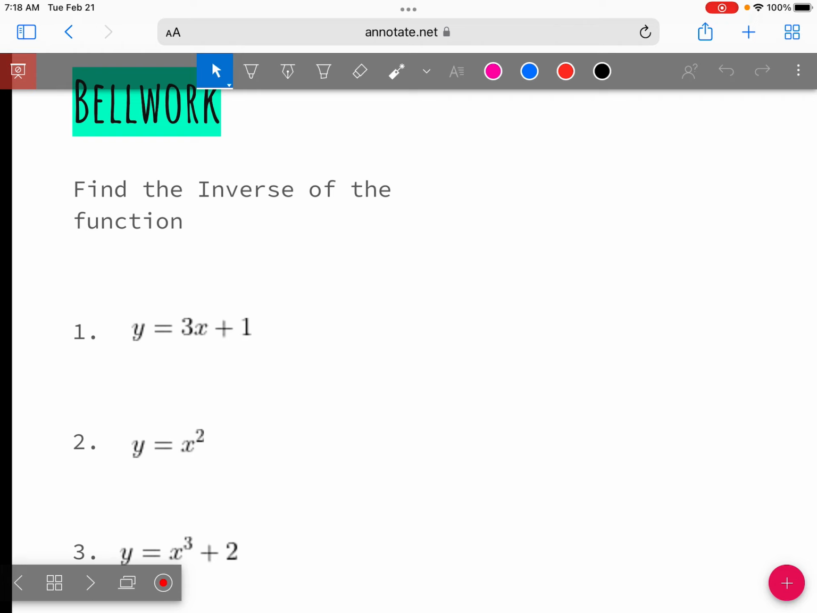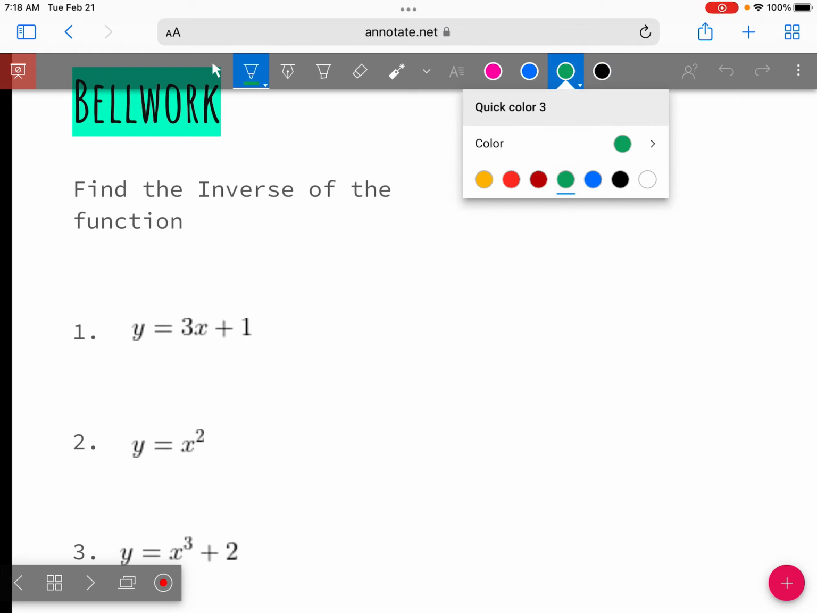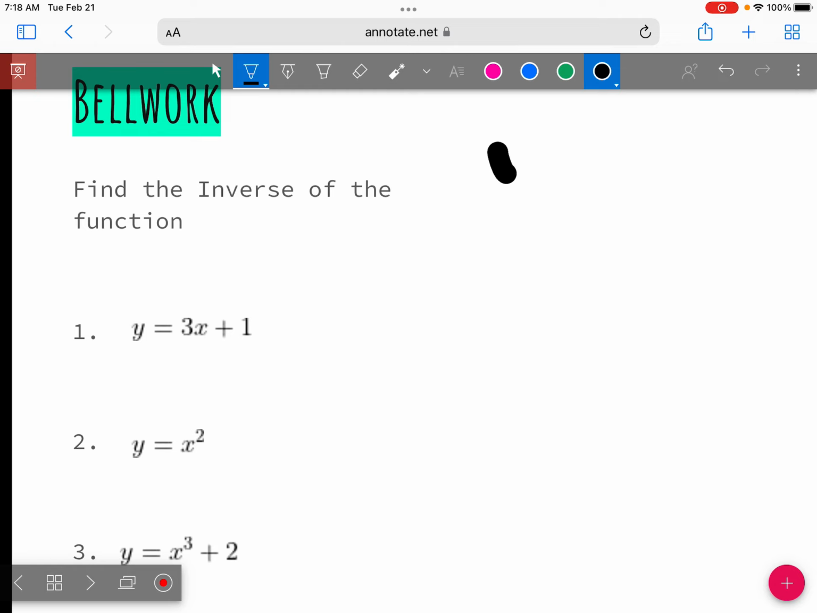So what we're going to be doing is finding the inverse. This is the piece that we started last chapter with. We're going to take our y and our x and make them change places. That's the whole point of finding the inverse. If we look at this first one here, I'm going to take my x and my y and make them change places.